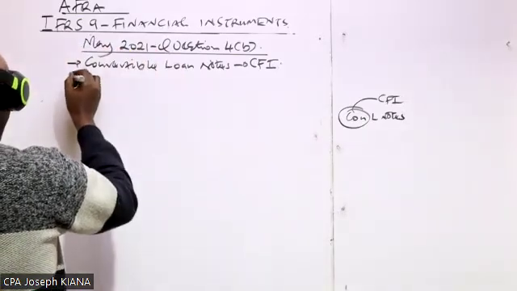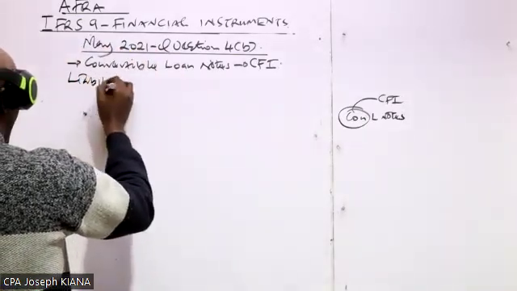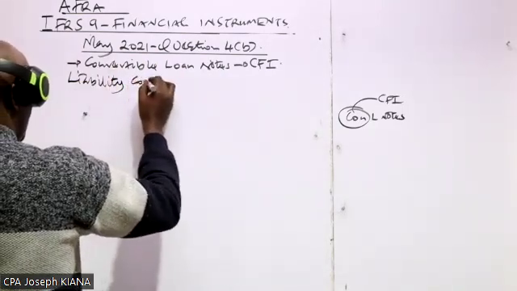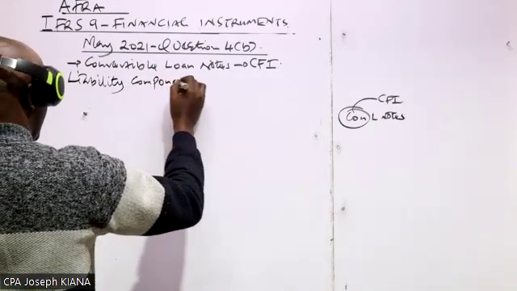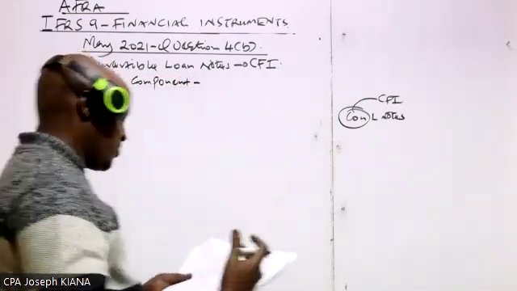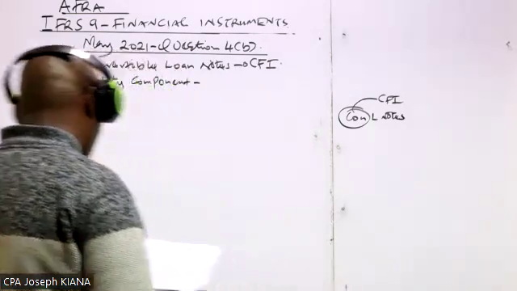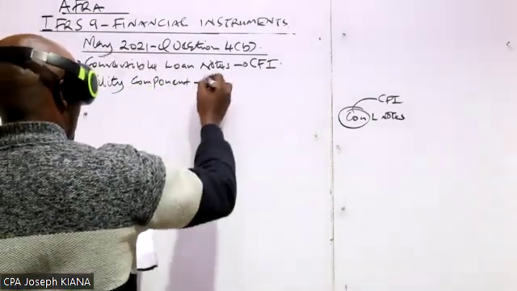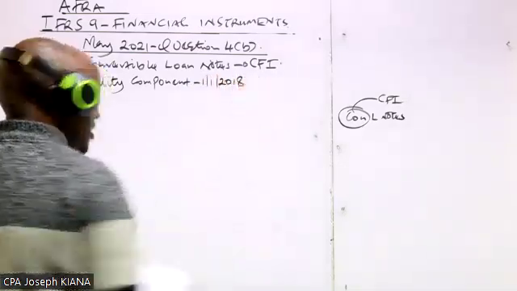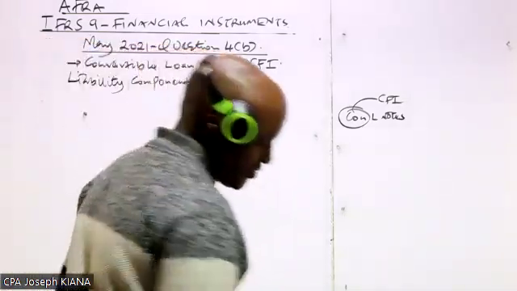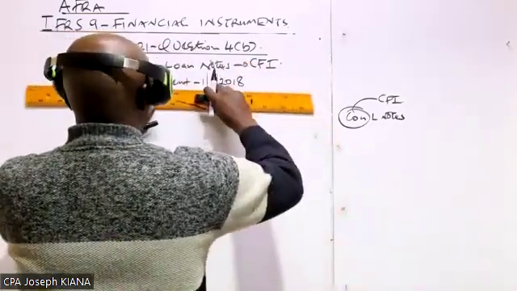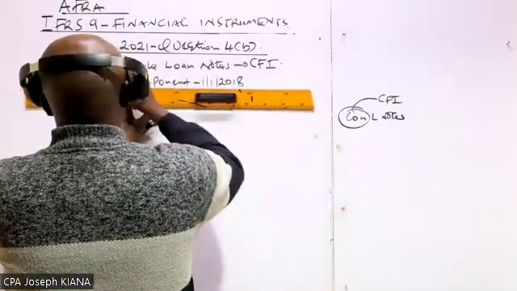So the first thing we need to do is to determine the liability component on the date of the issue. When were these convertible notes issued? They were issued on 1st of January 2018. That is when we need to split our two components.